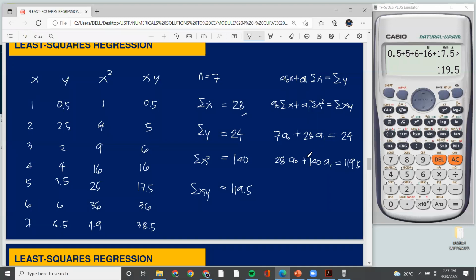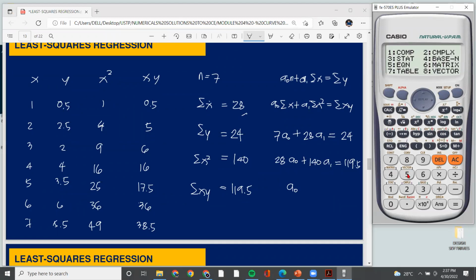Okay? Simultaneous equations, two equations with two unknowns, we can solve this. You can use Gauss-Seidel, or direct substitution, like getting the value of A sub 0. So A sub 0 is equal to 24 minus 28 A sub 1 over 7. Substitute that, and you can solve for A sub 1. But for this discussion, let's just use calculus to make it easier.